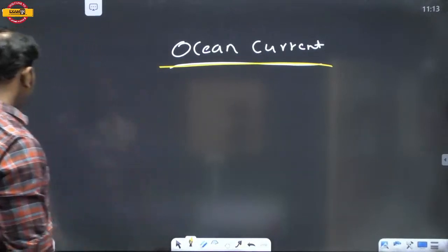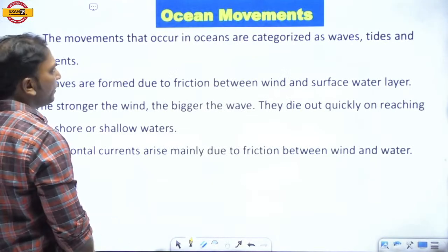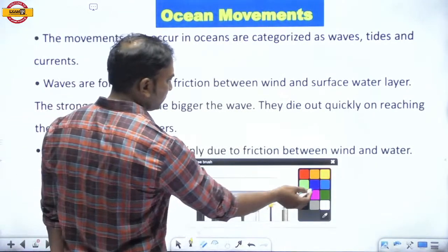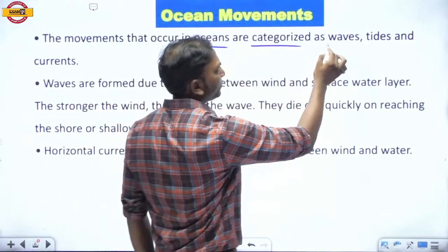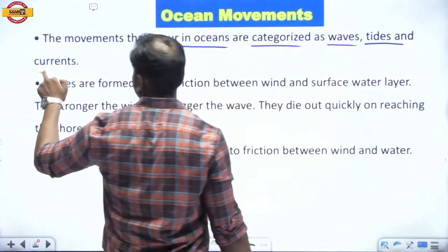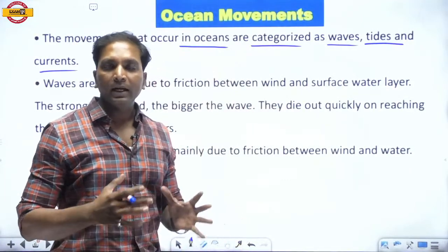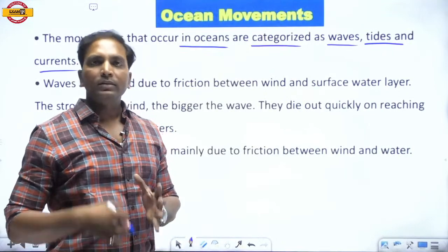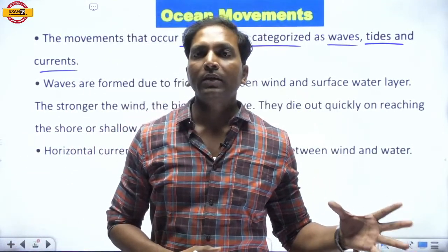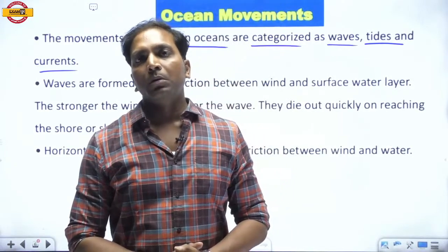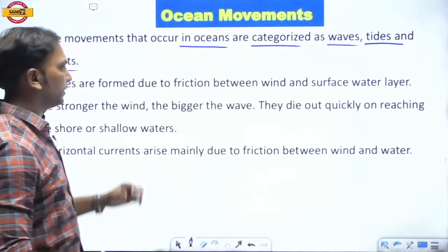Then let's have some sentences on ocean movements. The movements that occur in oceans are categorized as waves, tides, and currents. What do you know about waves, currents and tides? Tides happen because of the attraction force of the sun and the moon in the coastal region. But how do waves and currents occur?